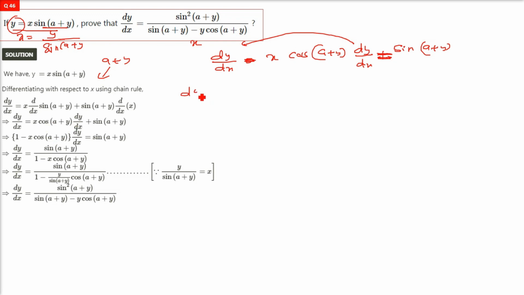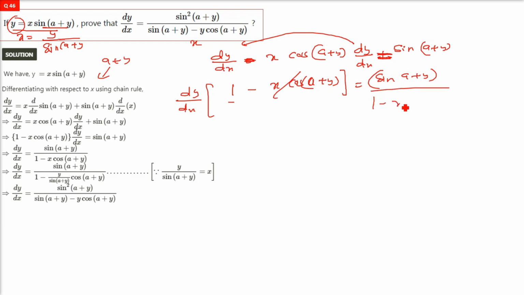So dy by dx you can take common. You will get 1 minus x cos(a plus y), and this is what we'll get. On the right it is sin(a plus y). Now I am bringing the left stuff to the denominator of right stuff. Sin(a plus y) divided by 1 minus x cos(a plus y). In place of x, now I am replacing it by y by sin(a plus y). So sin(a plus y) divided by 1 minus, in place of x, just write y by sin(a plus y). Alright. And we have cos(a plus y).